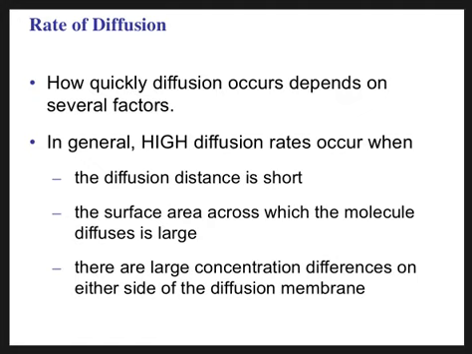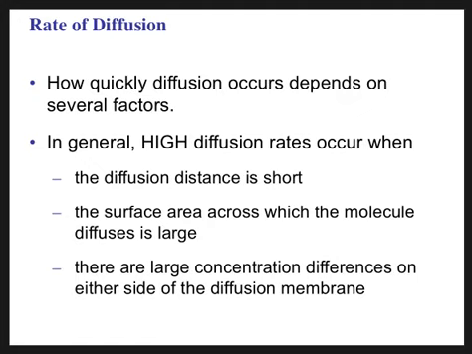One of those is if the diffusion distance is short. If it doesn't have very far to travel, it can reach equilibrium very quickly. It's like running from your front door to the corner of your street, or running from your front door to the corner 2 blocks away. The shorter the distance, the quicker it happens.